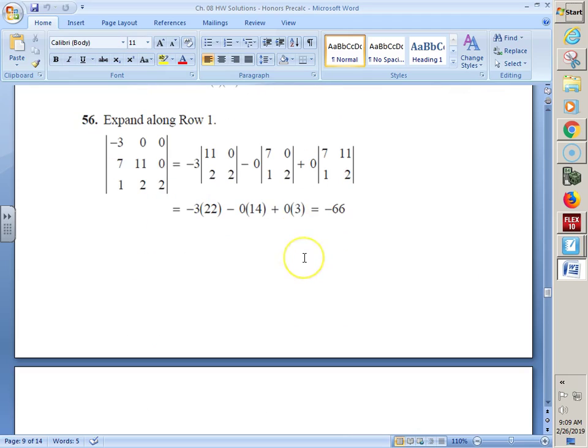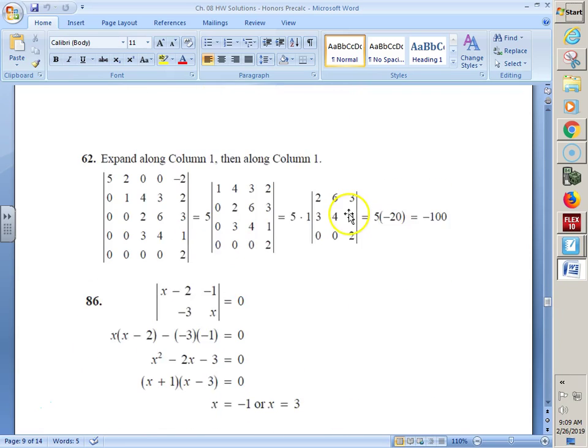Okay. 56, they told you which row to expand along. So the nice thing is they totally showed their work on this one. You have a little 2 by 2, 0 is a little 2 by 2, 0 is a little 2 by 2. But remember, 0 times anything, doesn't matter. 22 minus 0, negative 3 times 22 is negative 26. This one, they showed their work nice and neat and clear. Negative 66, final answer.